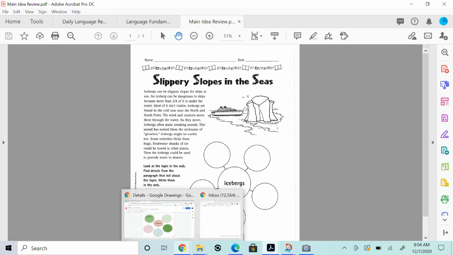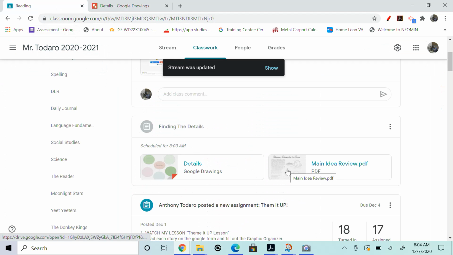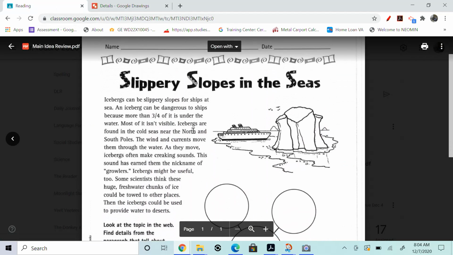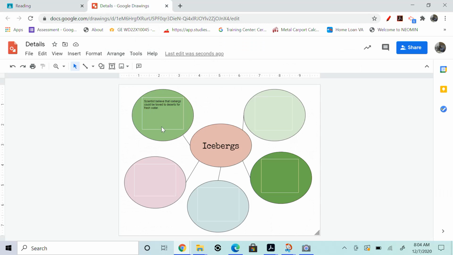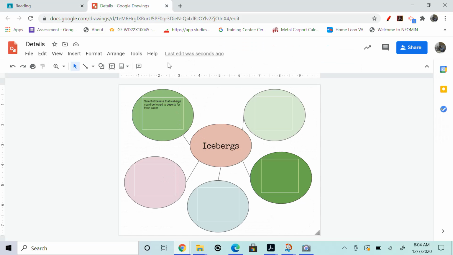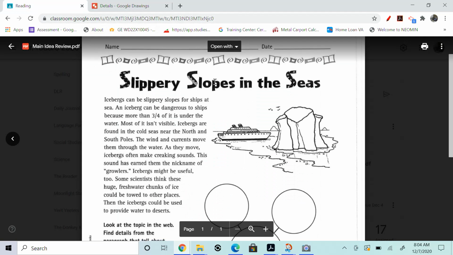So, if you go back to your assignment, right here is the PDF. You'll read this, and then you'll do a multi-tabber. And then over here, you'll have this. So you'll go back, you'll read this, and then you'll fill this out. All right, Mr. T, signing off.